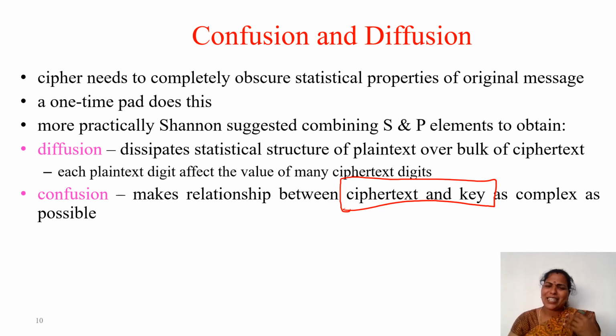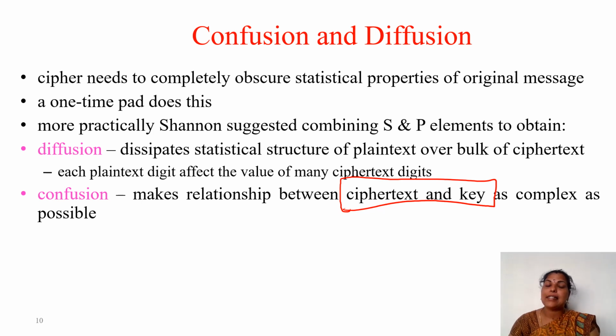Generally, confusion means we are unable to decide something, right? So here also, with the ciphertext and key, we are creating so much confusion that the attacker can't come to any conclusion about how to hack or break the crypto system.